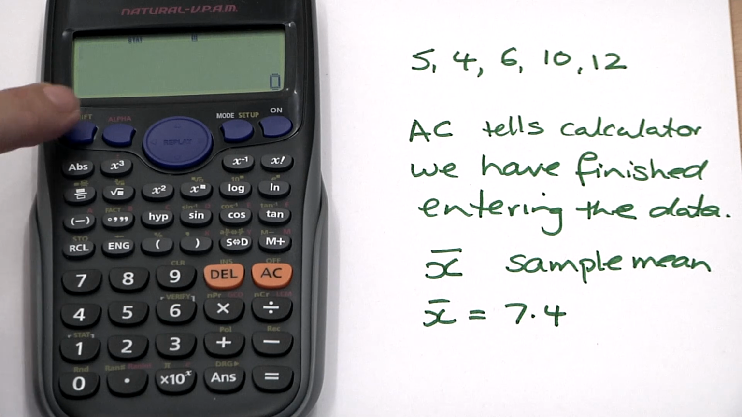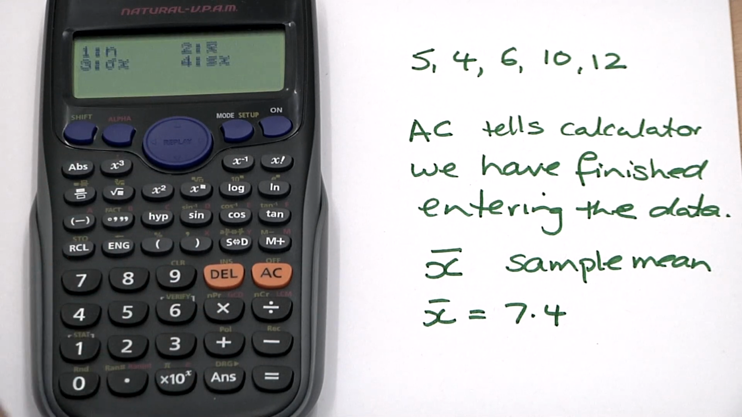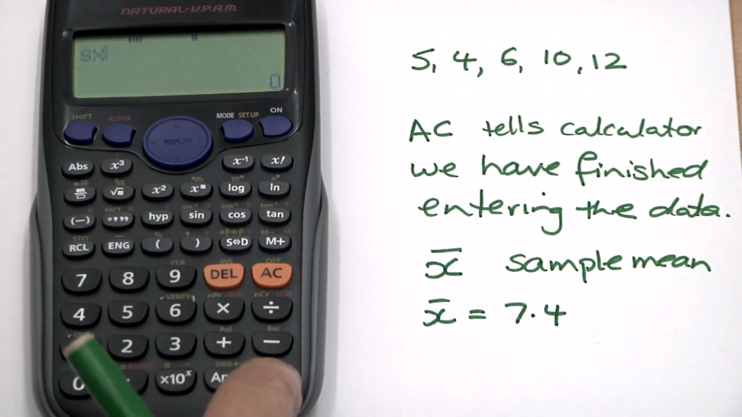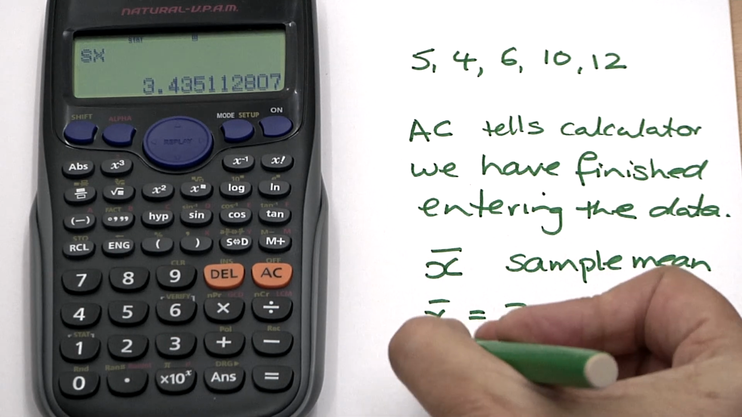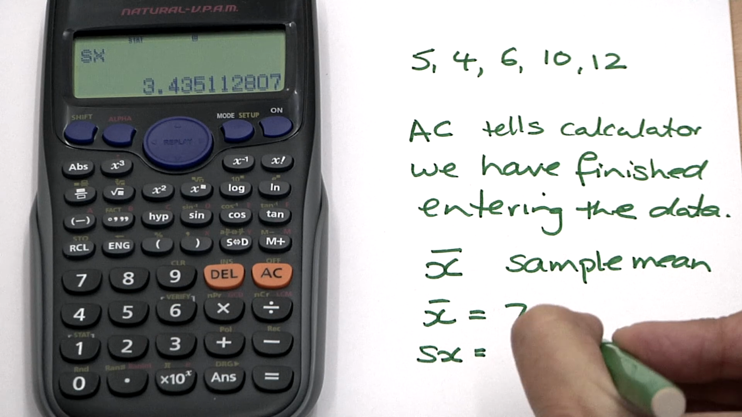What about the sample standard deviation? We press the shift again, the stat, 4 for the variables, and we'll press number 4 for the sample standard deviation. We have to press the equals, and we get Sx is equal to 3.435.